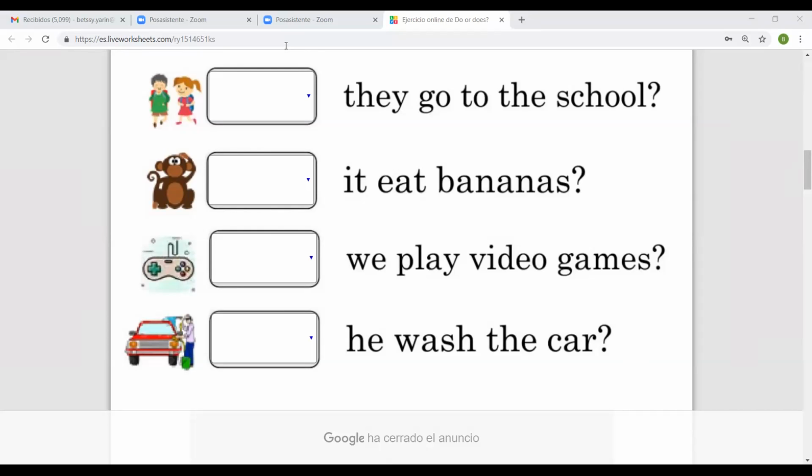Okay, very good. So do I have volunteers for the first one, please? Raise your hand if you want to participate. Okay, Sophia. What about in the first one? Do they go to the school? Excellent. Do they go to the school? Excellent. What about in the second one? Other volunteers? Okay, Sophia. Maybe you want to participate, but your friends also have the opportunity, okay? What about Michael? Michael, what about the answer in this case?